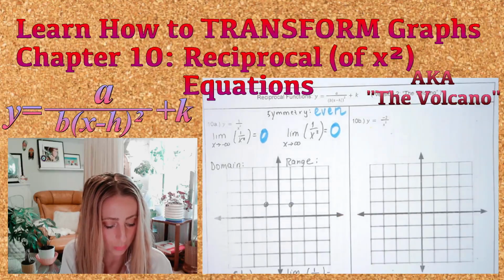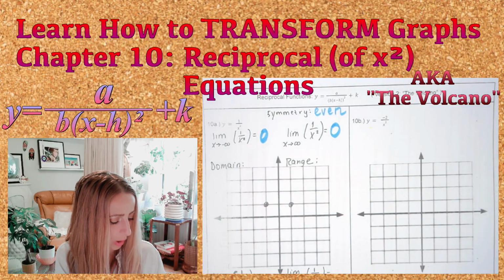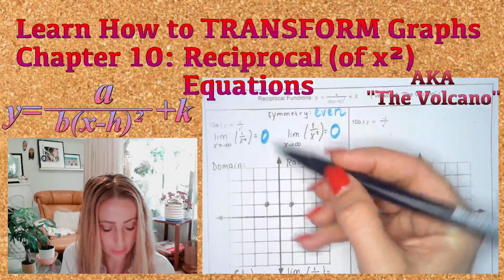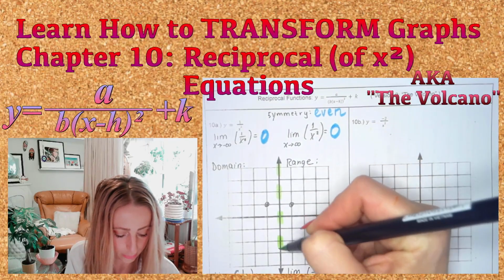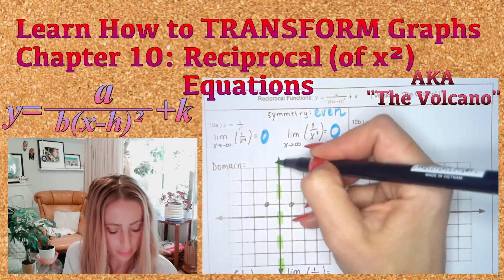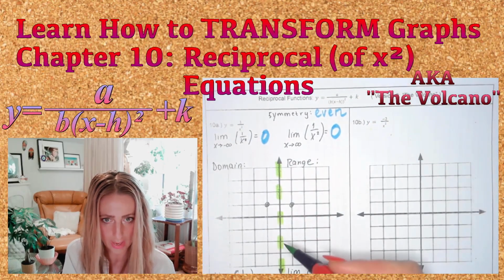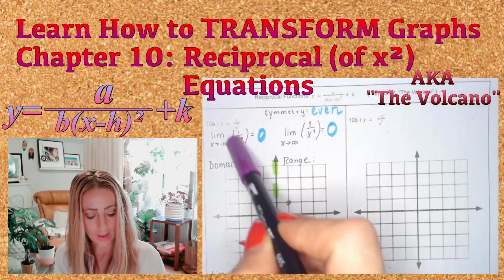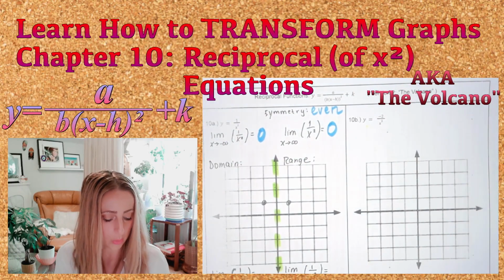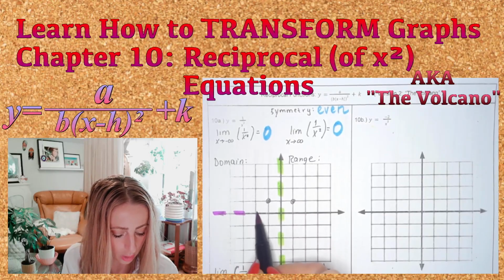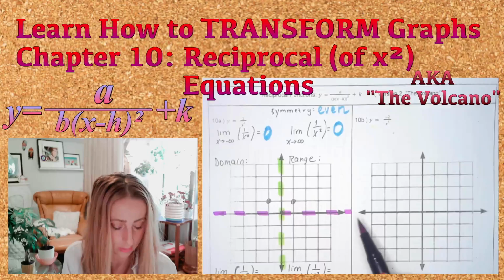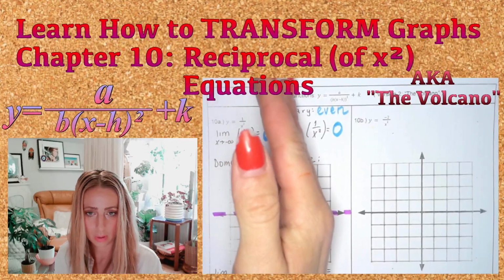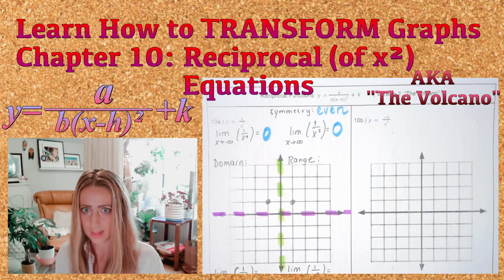Because of all this, x still can't equal 0, so we're going to have a vertical asymptote at 0. X can't equal 0, so this is off limits, so there is a vertical asymptote right there. And as for the end behavior, because we're getting closer and closer to 0 as we go out to the sides, we can draw in a horizontal asymptote at the line y equals 0. X equals 0 is the y-axis, y equals 0 is the x-axis.